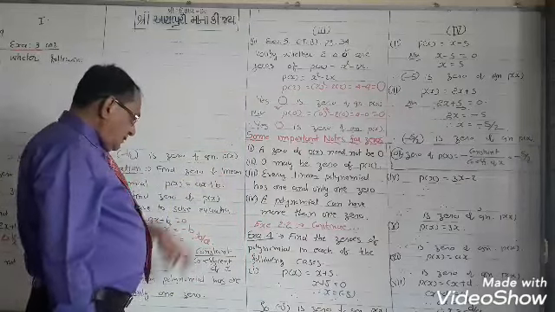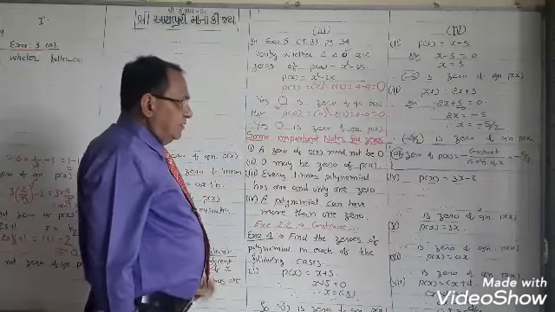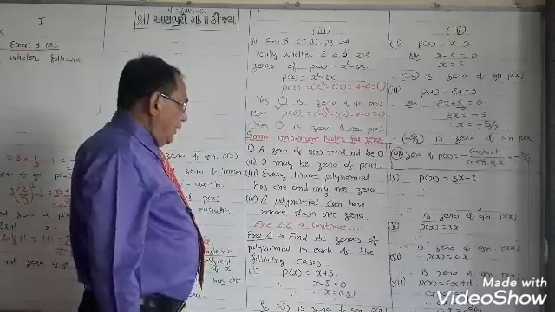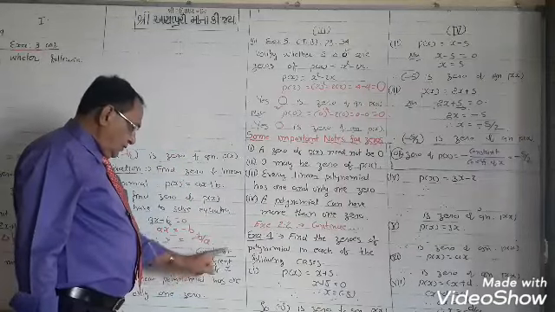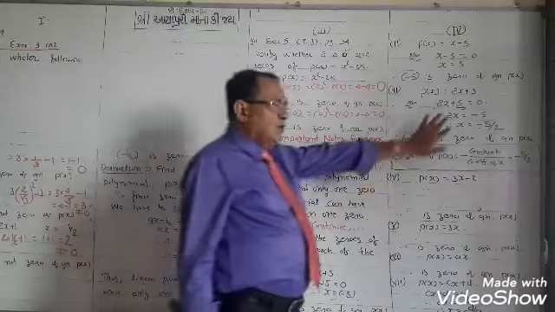Now I will just take this formula. According to this formula, minus constant upon coefficient. We will do it this way.